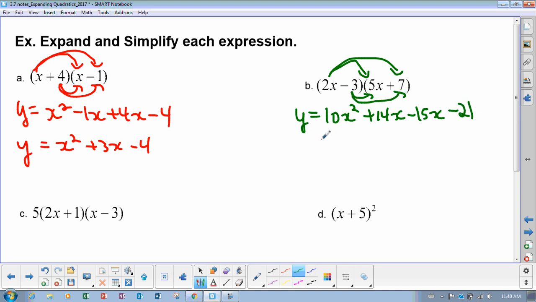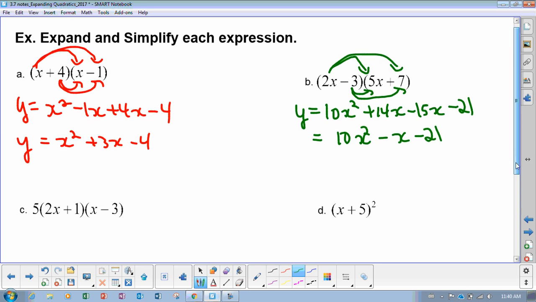Now I often have students ask, does it matter the order that I do it in? The answer is no, the order doesn't matter as long as you make sure each term is multiplied by the other term. So now I'm going to clean this up. I have 10x squared, there's no other x squared, so it'll stay like that. Then we have 14x, subtract 15x, so I have minus x, and I have minus 21. So that's simplified as much as I can.